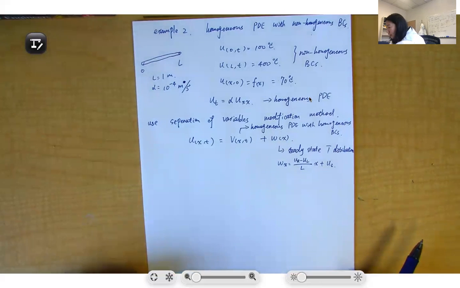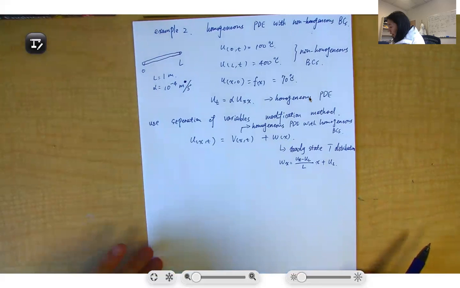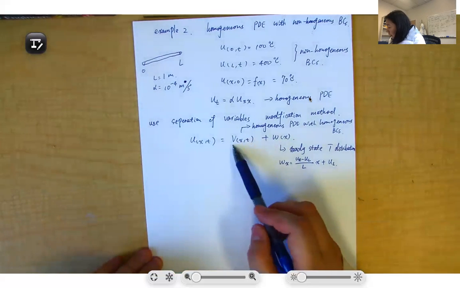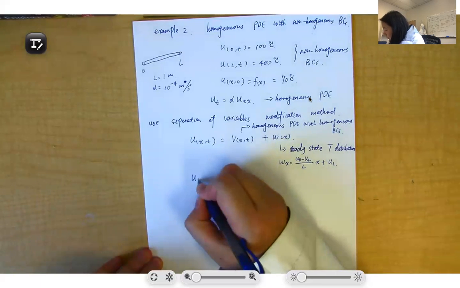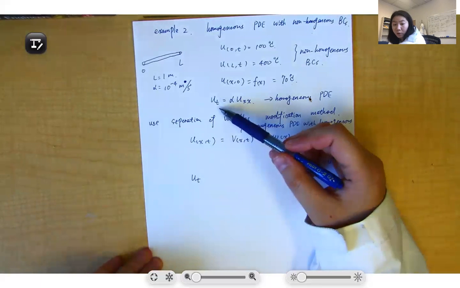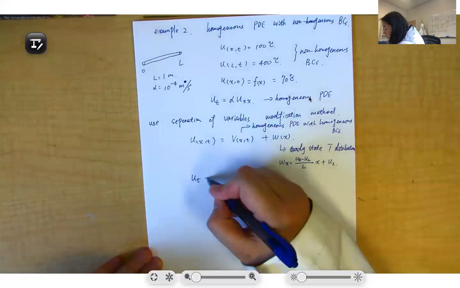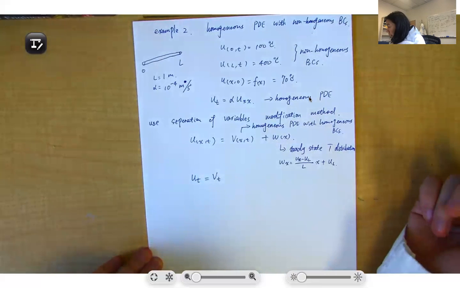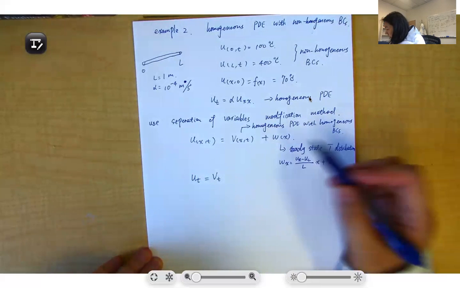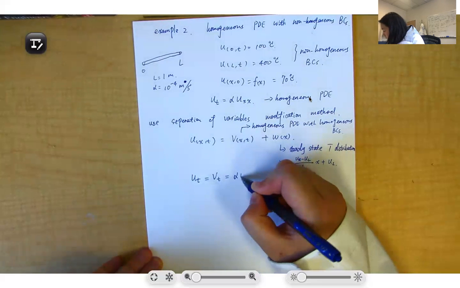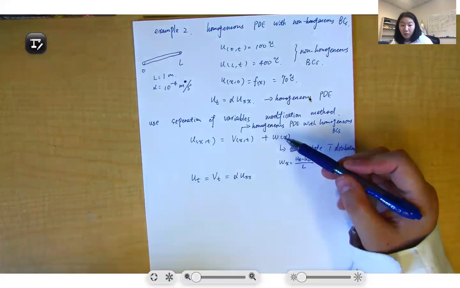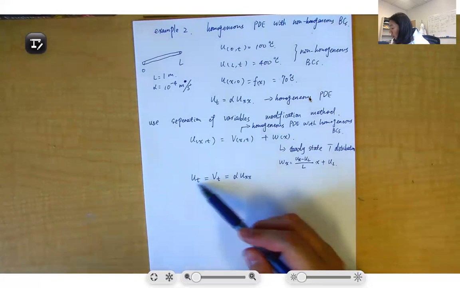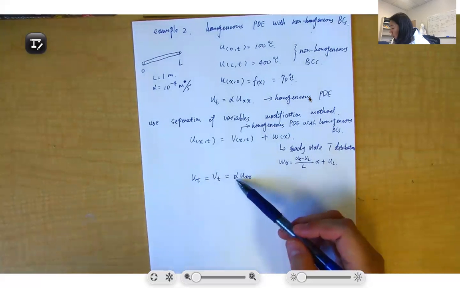We already derived this. Then what we can have, we know this V(x,t) is a homogeneous PDE with homogeneous boundary conditions. Then the U_t, which is the left-hand side of the partial differential equation, will be equal to V_t, right? And will be equal to alpha U_xx. There is no W_t because W is only a function of space, not dependent on time. So U_t equals V_t equals alpha U_xx.